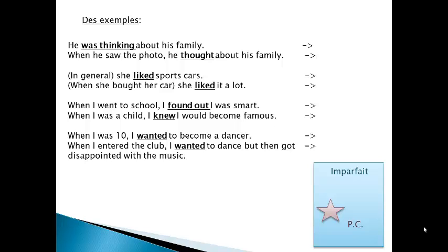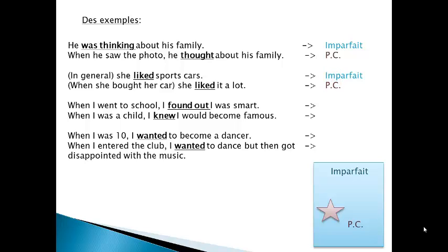He was thinking about his family, so one of them is passé composé, one of them is imparfait. He was thinking about his family. It's going to be imparfait. When he saw the photo, he thought about his family. That's passé composé. In general, she liked sports cars. Imparfait. When she bought her car, she liked it a lot.